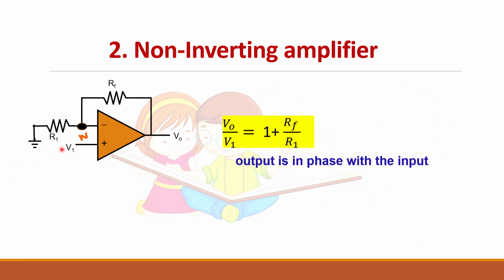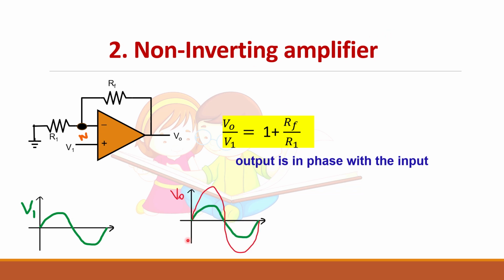Another thing, instead of a constant DC voltage, if I give a sinusoidal voltage, what will be the output of a non-inverting amplifier? This red colored one will give you the output of the non-inverting amplifier. It just gets amplified. The output will be in phase with the input.